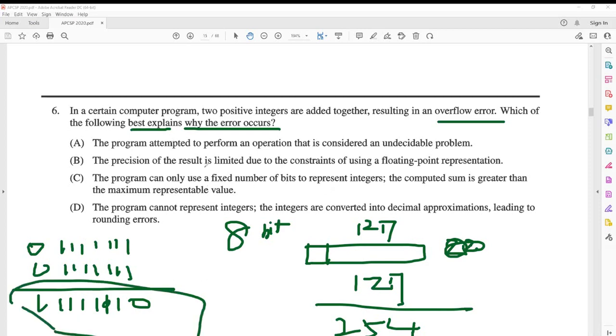It becomes a negative number because the program can only use a fixed number of bits to represent it. The complete sum is greater than the maximum representable number. So the answer is C.